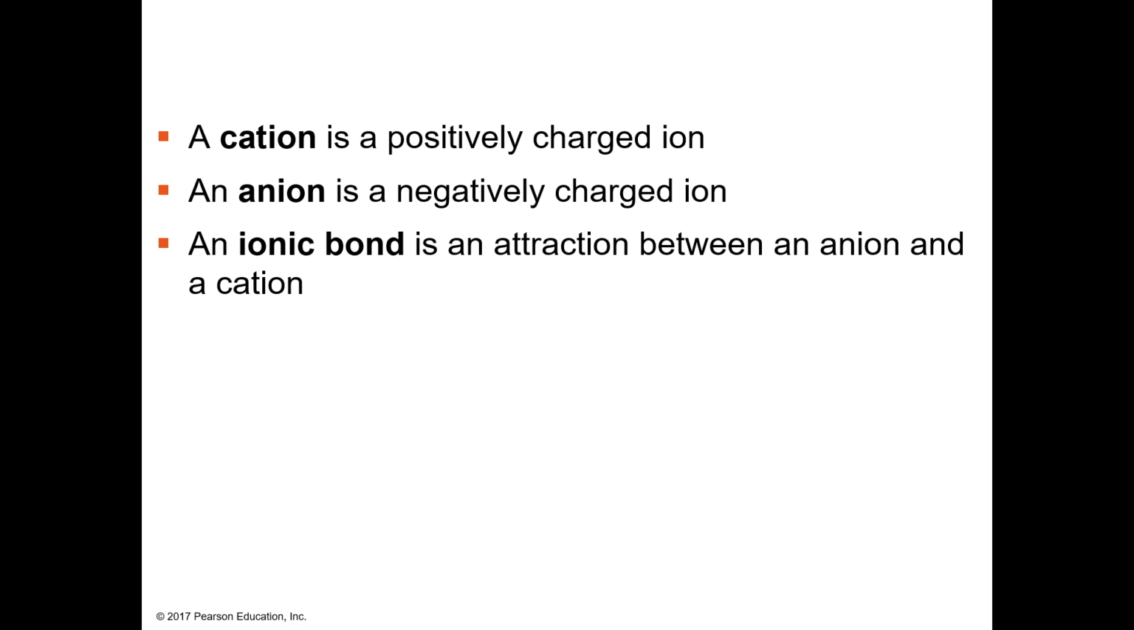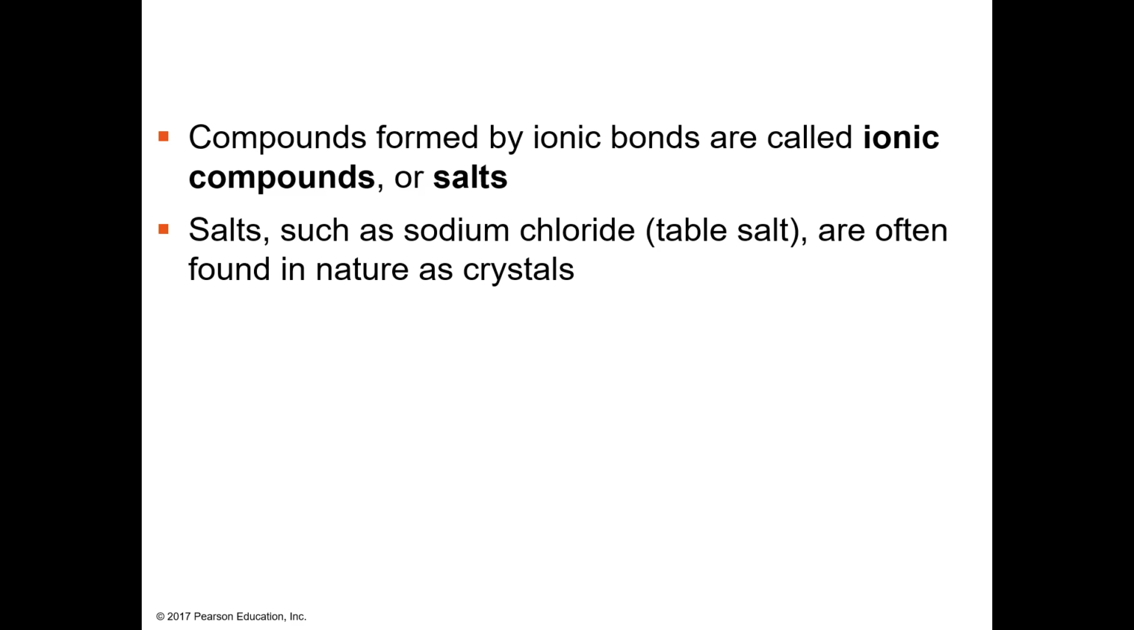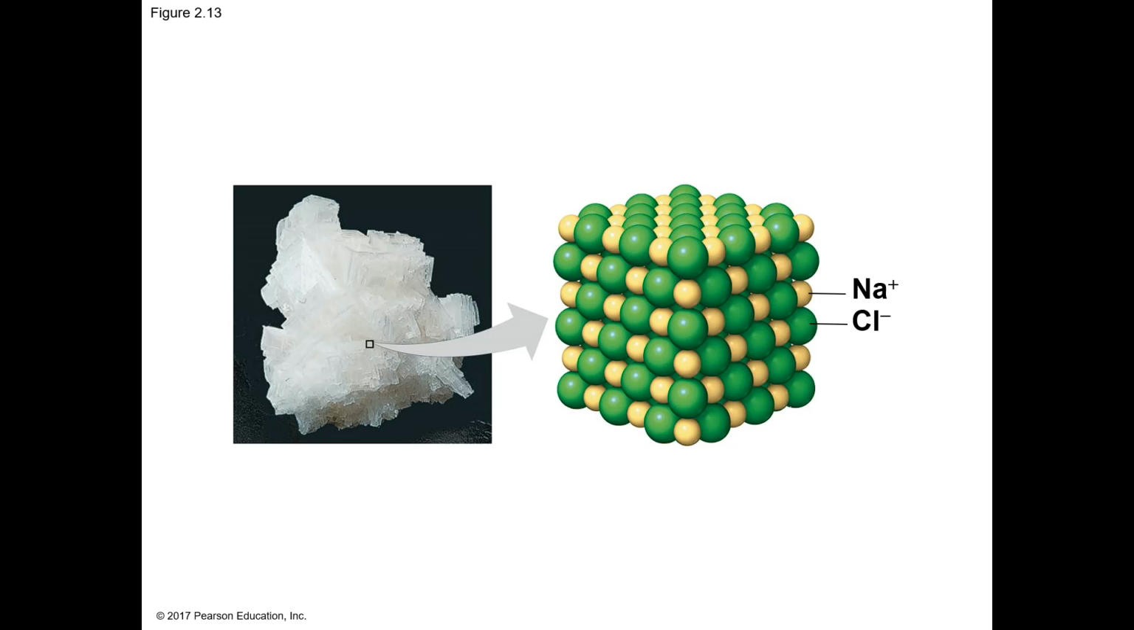Okay, a cation is positively charged, anion negatively charged. An ionic bond is an attraction between an anion and a cation. Compounds formed by ionic bonds are called ionic compounds or salts. Salts such as sodium chloride, table salt, are often found in nature as crystals, such as this, in which case the sodiums and the chlorines alternate with each other, giving it its crystalline structure, that geometric shape that you see in a salt crystal.